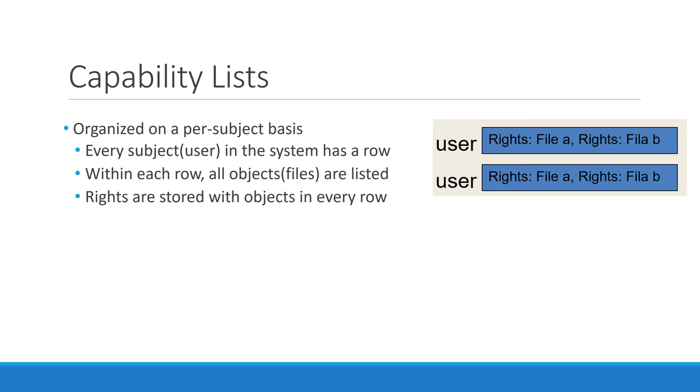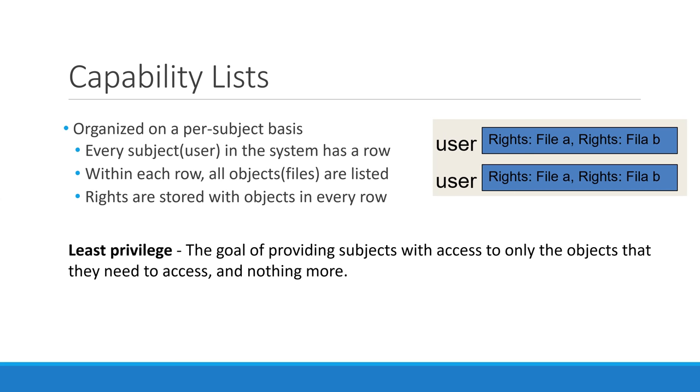And then another concept I want to go over was the concept of least privilege. So this is the security goal of providing subjects or users with access to only the information that they need to have to perform their tasks. You don't want to give them any more access or privileges than they need, because that leaves you open to potential risks.